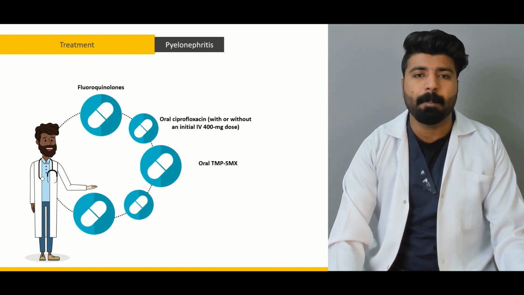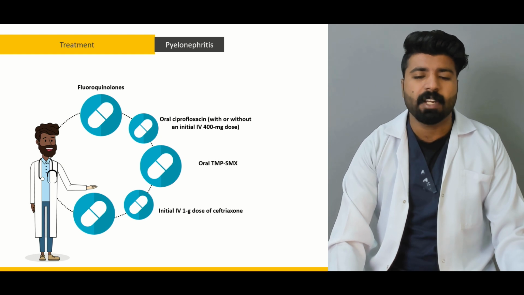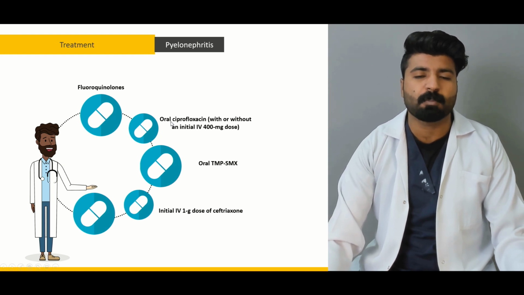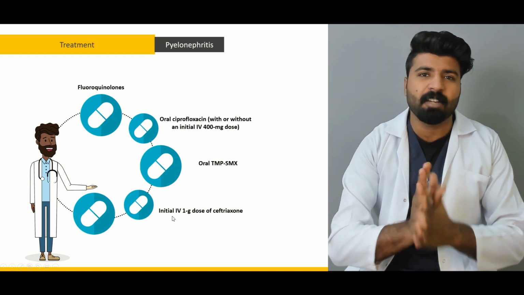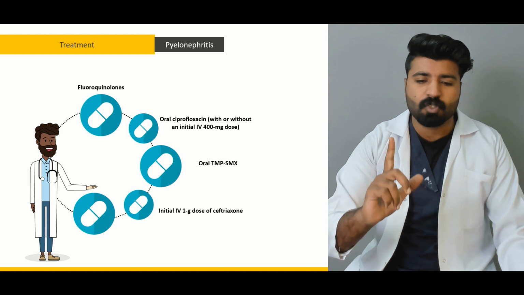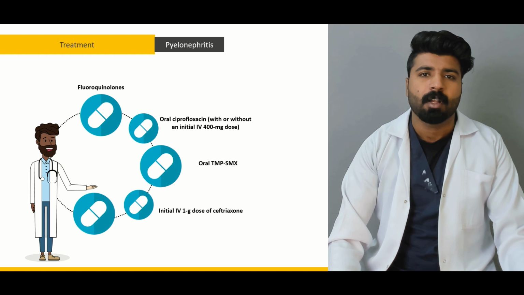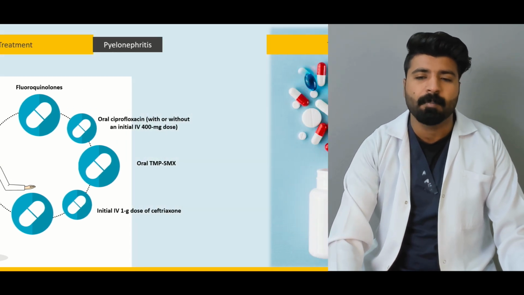Next on, we have oral TMP-SMX, which is oral trimethoprim and sulfamethoxazole, which we just talked about. Next on, we have an initial IV dose of ceftriaxone. Just like the initial IV 400 milligram dose of ciprofloxacin, it's not a whole treatment. It's just an initial dose of 1 gram of ceftriaxone. You can start ceftriaxone orally afterwards.